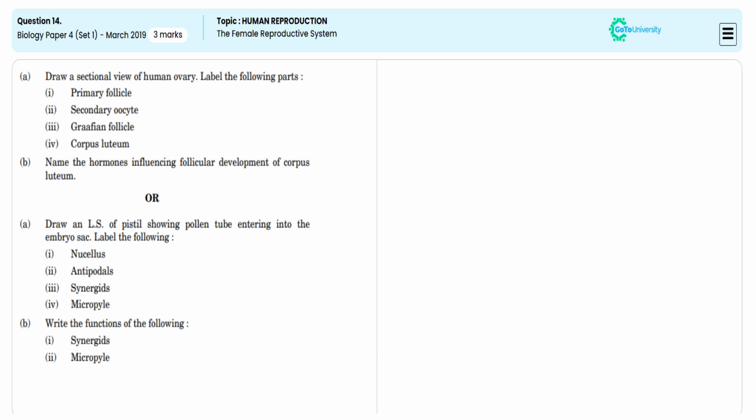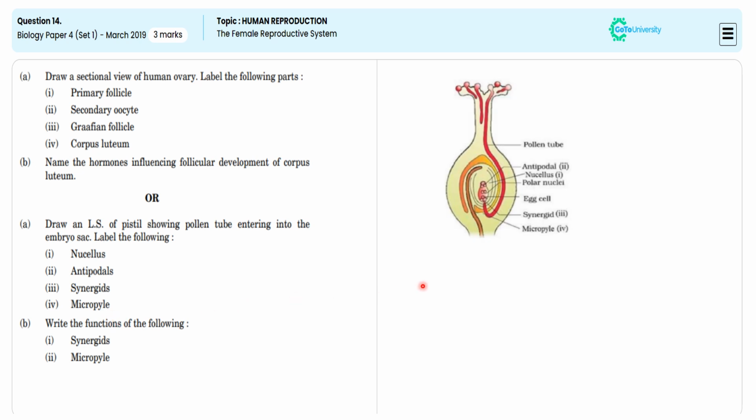In the second optional question, they are directing us to draw the longitudinal section of the pistil showing the pollen tube entering into the embryo sac with the following labelings: nucellus, antipodals, synergids and micropyle. For this, we are drawing the picture. In this picture, you can see the nucellus, which is present in the innermost segment, having plenty of megaspore mother cells to make the megaspore.